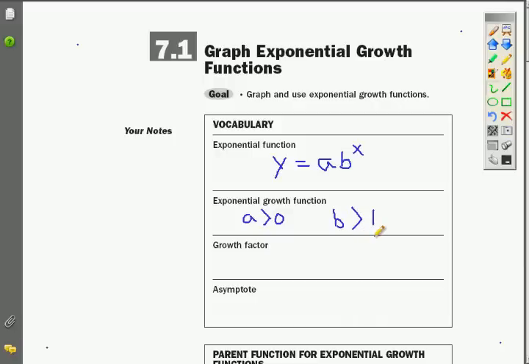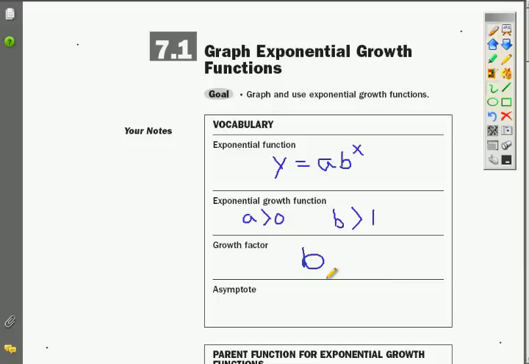If we're talking about exponential decay, which is coming up in the next section, b would be in between 0 and 1. It ends up being, we multiply something by 0.5. The growth factor in this situation is b. That's the number we're multiplying by every time.